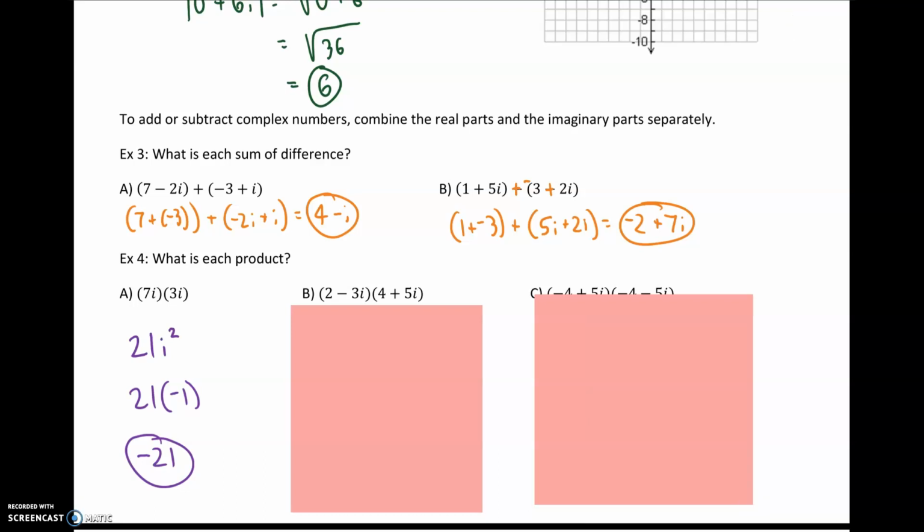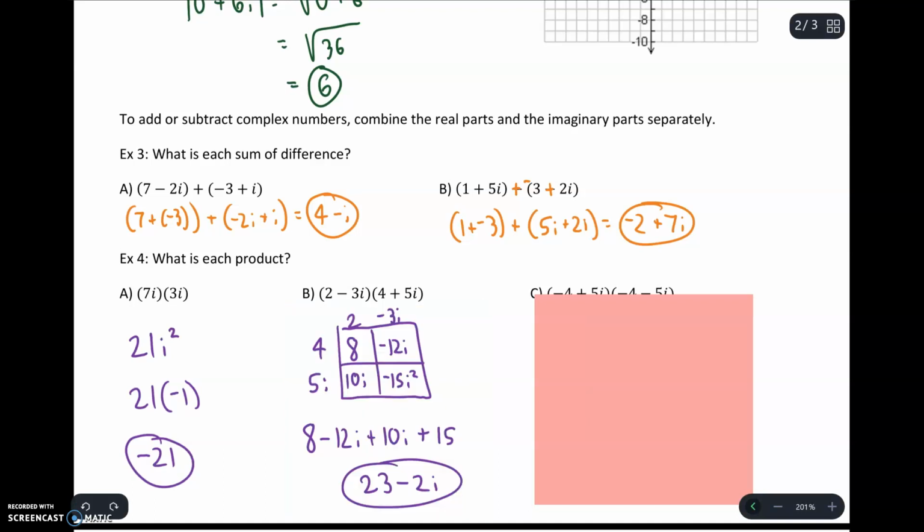First thing I'm looking at, if I'm looking at an example like B, is that I would need to do a box or a foiling distribution, some kind of method where I'm multiplying those two binomials together. I chose the box method, so just to show my work in this example, 2 minus 3i I wrote across the top of my box, 4 plus 5i I wrote down the side. And just like we do every other kind of box method, I'm going to multiply and fill out each square. 2 times 4 to get 8, 4 times negative 3i, 5i times 2.